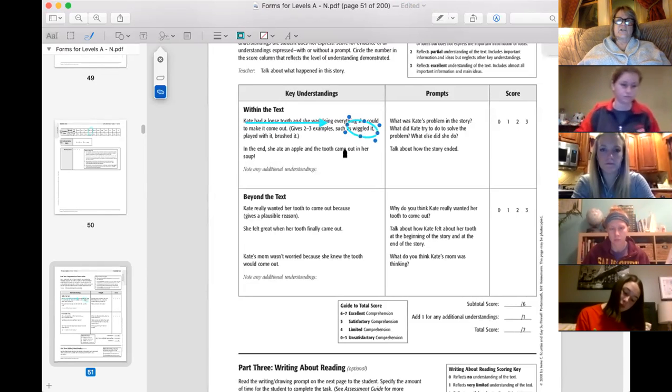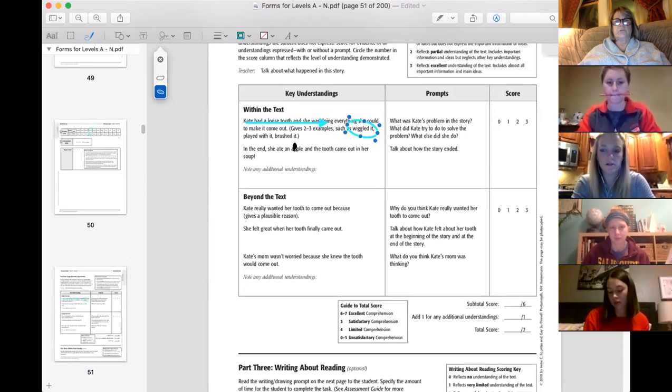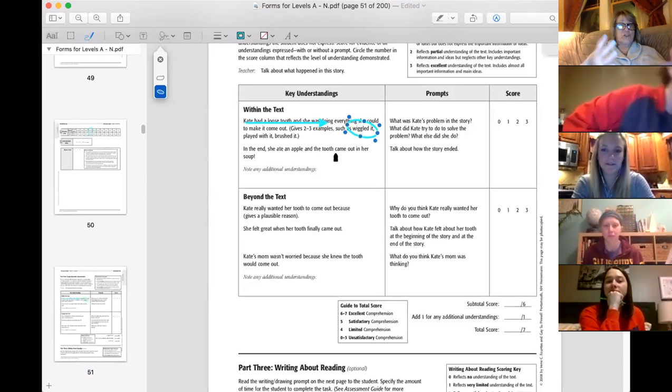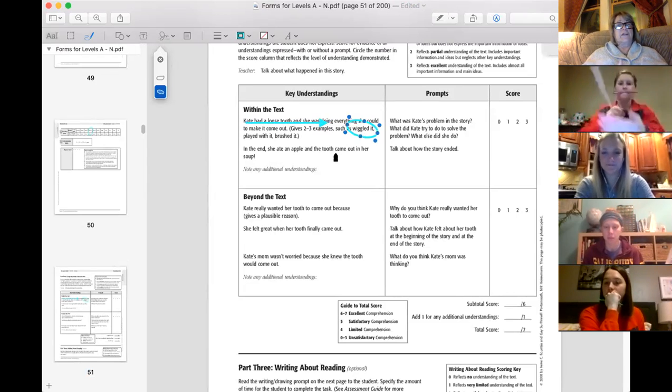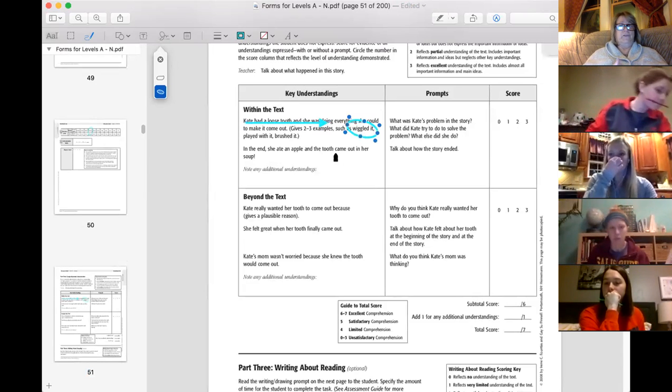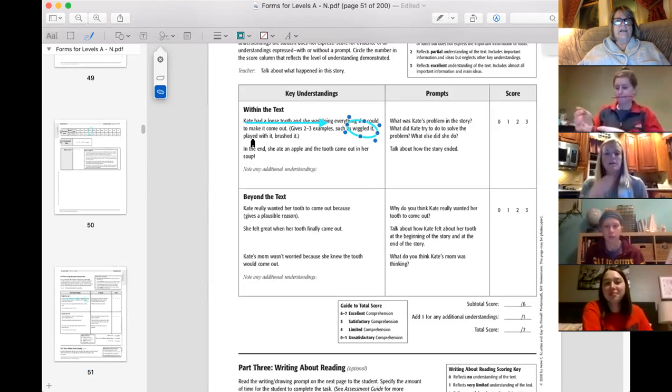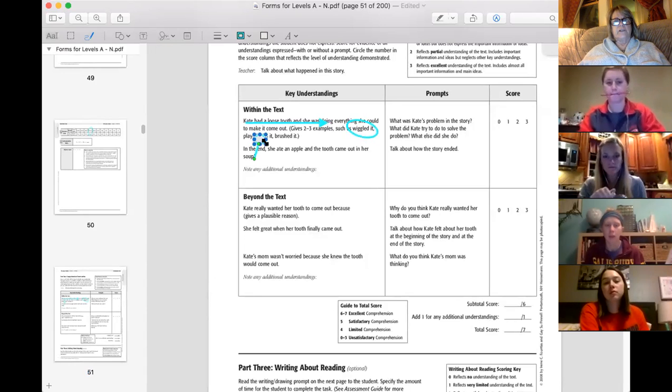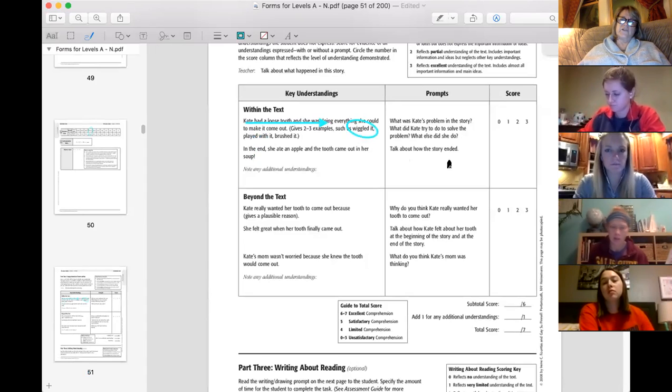I guess I tend to circle more than underline, but whatever works for you. What else did she do? I had a kid once say she prayed to the fairy godmother. So I wrote that down, which is a cute answer, but there's nothing in the story about a fairy godmother. So again, I would write that down here. Prayed to the fairy godmother. I can't write. Talk about how the story ended. She ate an apple and the tooth came out.